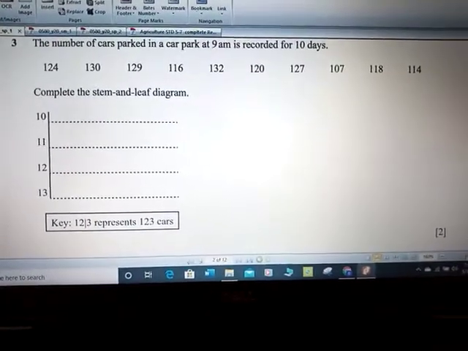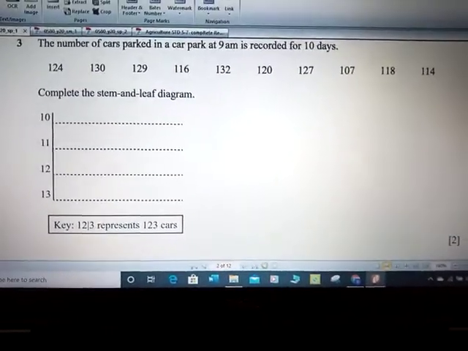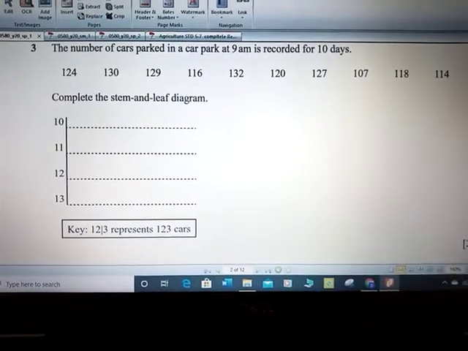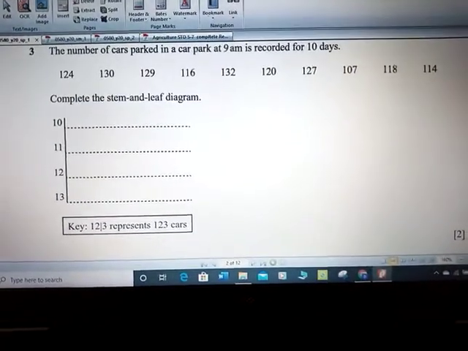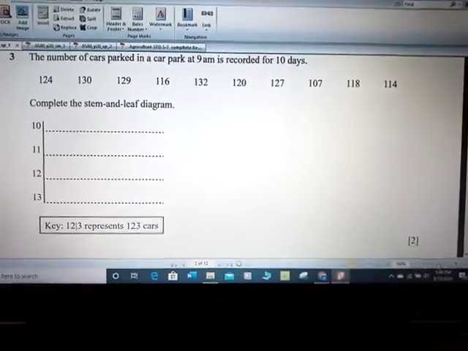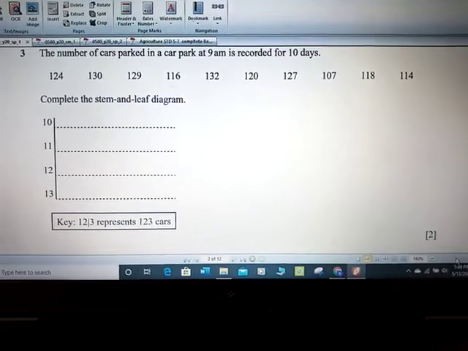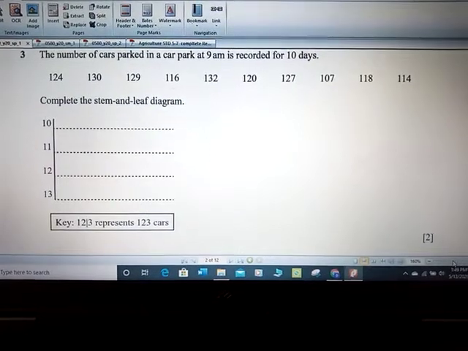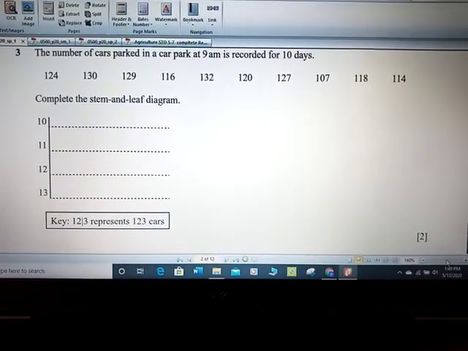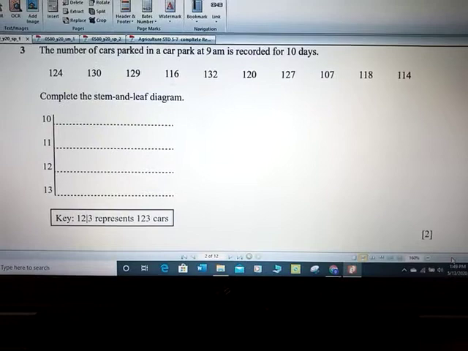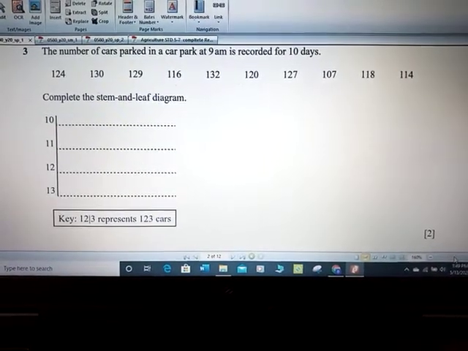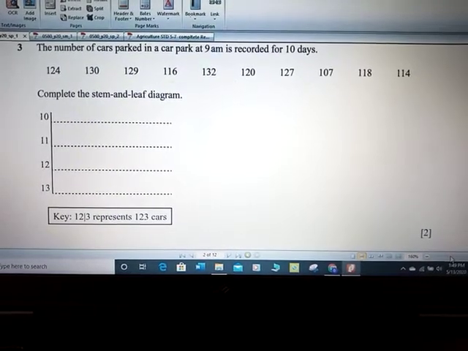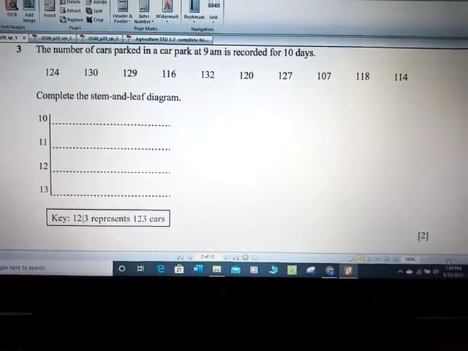Question 3 is a 2 mark question, and says that the number of cars parked in a park at 9 a.m. is recorded for 10 days, and the results are shown there. We are asked to complete the stem and leaf diagram. So this question comes from statistics. It's a 2 mark question, so it requires just step working. As you can see there, just filling.